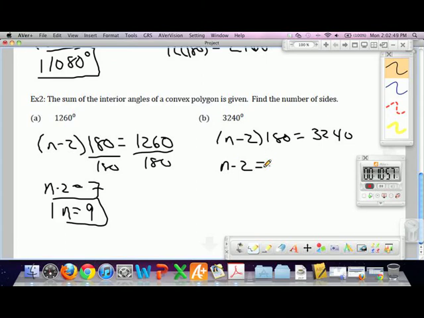Did you get something in the order of 18? Oh, yeah, I got 20 for my final. 18 is that answer. Oh, gotcha. Okay. That's what I get for not having this memorized already. Sure. Divide both sides by 180. We get n minus 2 is 18. Add 2 to both sides. This is a 20-gon.